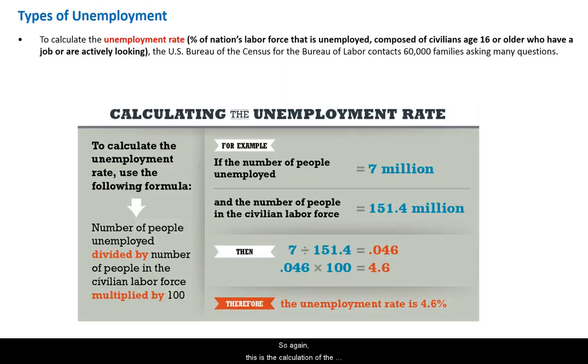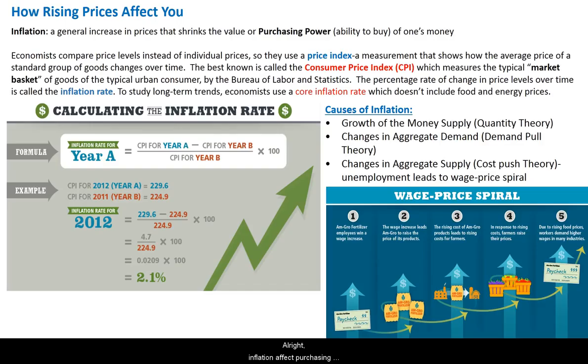So again, this is the calculation of the unemployment rate, and done by the U.S. Bureau of the Census for the Bureau of Labor. And usually 60,000 families a month are contacted through a questionnaire to calculate that. All right, inflation affects purchasing power.